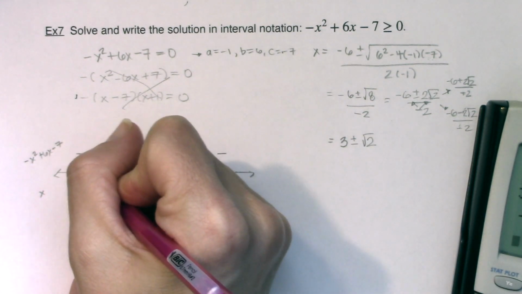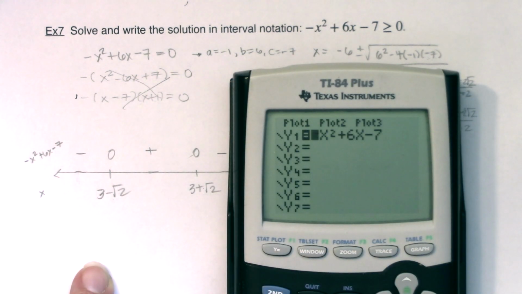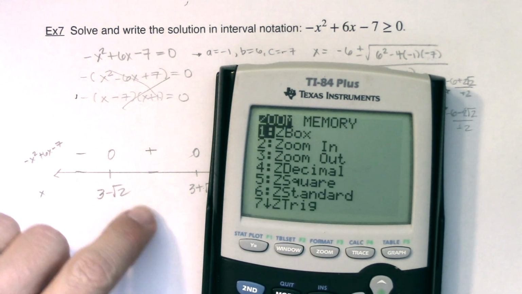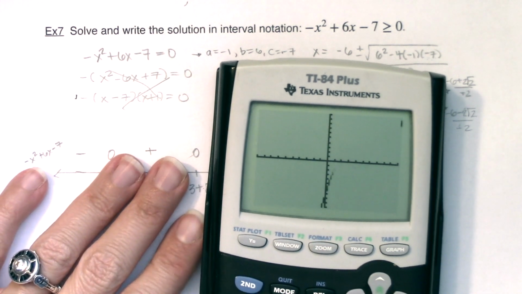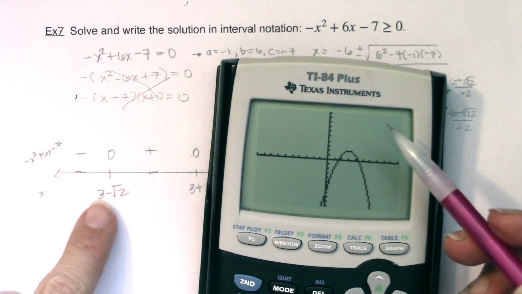All right. And before I go any further, I am just going to graph this on my calculator. It looks like I've already got it in there. I'm so smart. I'm going to hit Zoom 6.